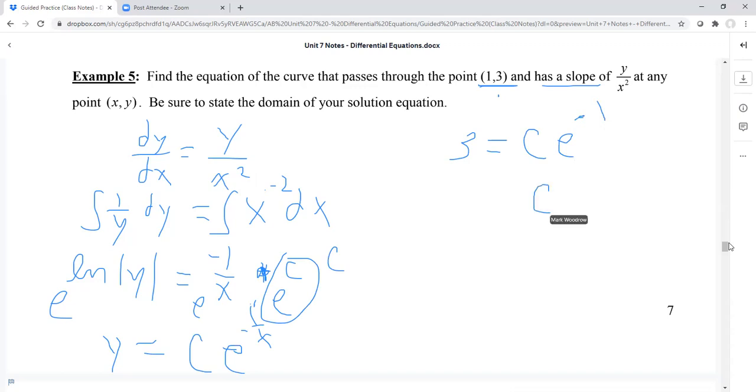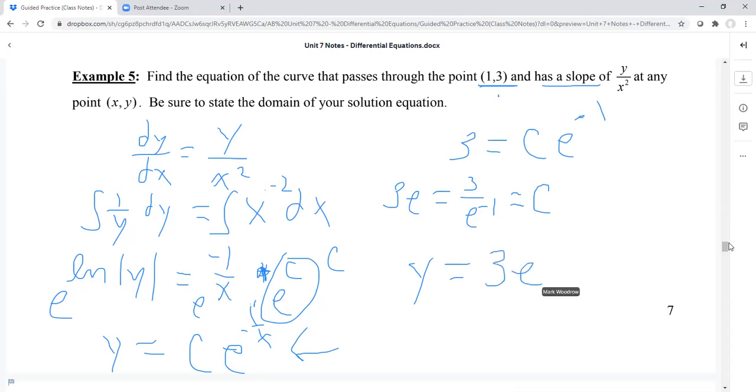So we're going to divide each side by e to the negative 1, which brings that negative 1 up to the top and makes my c 3e to the first. So then this is where I plugged them in. So that's what my equation is going to be. So it's going to be y equals 3, sorry, that'd be a 3e. Okay, so it's going to be 3e.